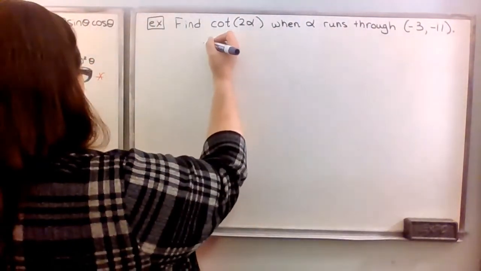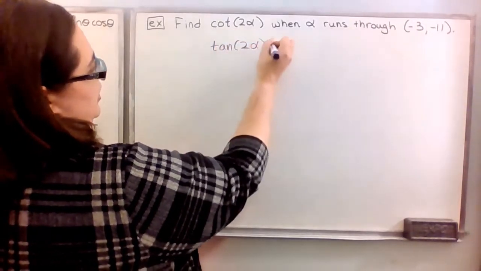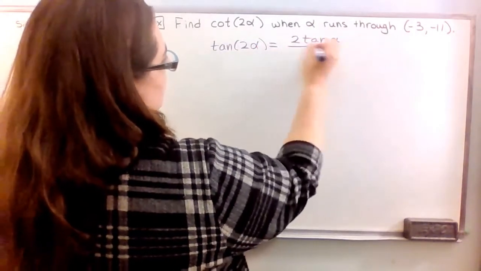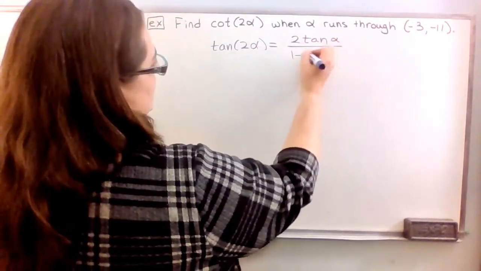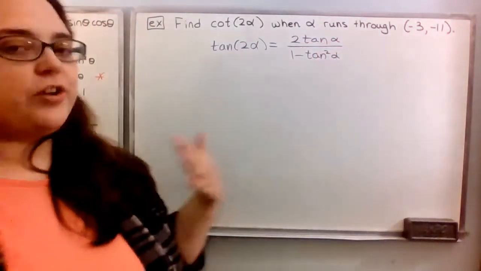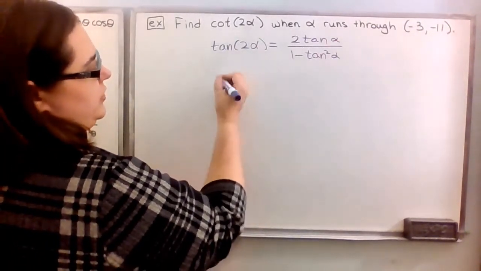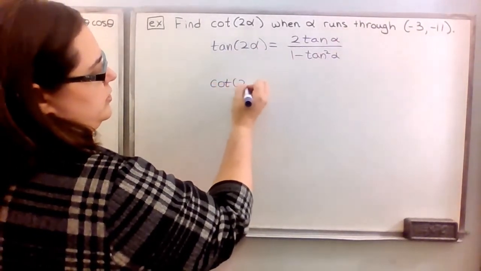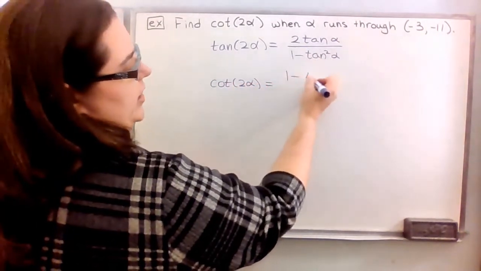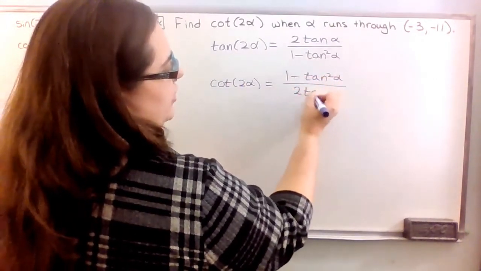So we have tangent of 2 alpha is going to be 2 tan alpha over 1 minus tan squared alpha. So if I take the reciprocal of the left, I'm going to get cotangent of 2 alpha. And if I take the reciprocal of the right, I'm going to get 1 minus tan squared alpha over 2 tan alpha.